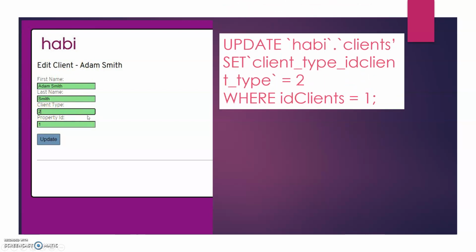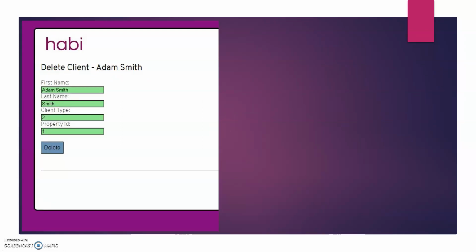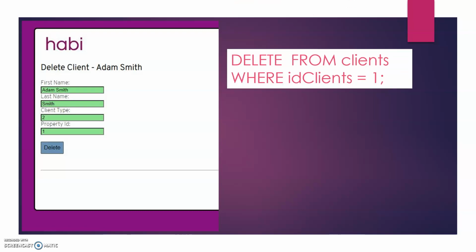That CRUD statement would be an update statement. We're going to update the clients table. We're going to set the client type to 2, where the ID clients is 1. This particular client has an ID of 1. So we're updating that client type to 2. Let's say we come back a few days later and this client decides to pull out and no longer wants to work with Habby, so we need to delete that client. So our CRUD statement for this would be a simple delete from clients for ID clients equals 1.